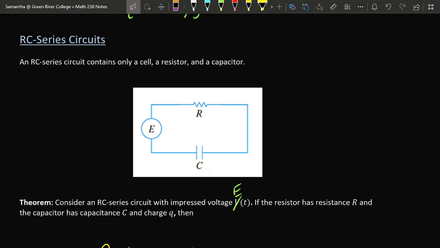That concludes today's material. Briefly went over some basic circuit terminology, and we looked at some differential equations relating some quantities in a circuit, either an RL series circuit or an RC series circuit.